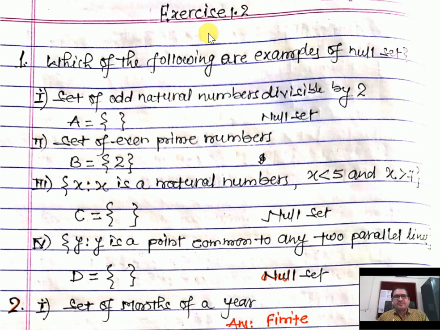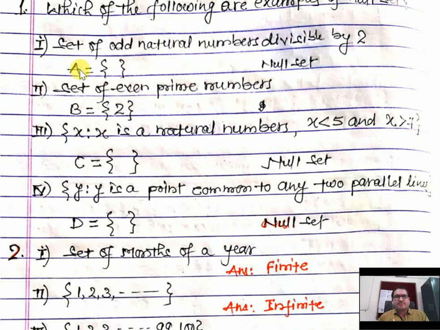Now today, exercise 1.2. Question number 1: which of the following are examples of null set? Null set means there is no single element.